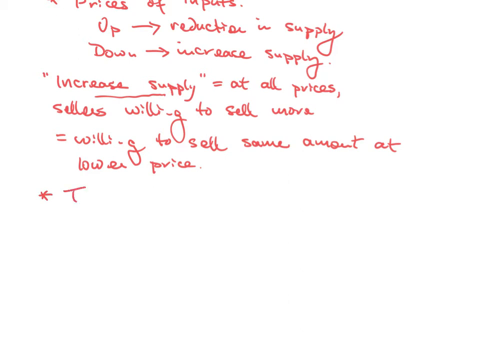Second, technology. The production technology matters. As technology improves, usually it brings down the cost of production. Firms are willing to sell the same amount at a lower price, or at the same price, they would be willing to sell more. So technology.